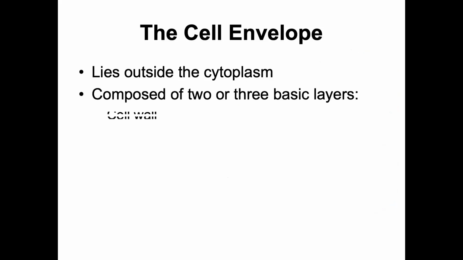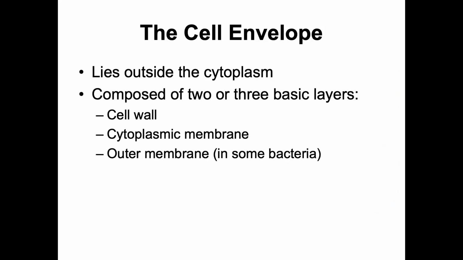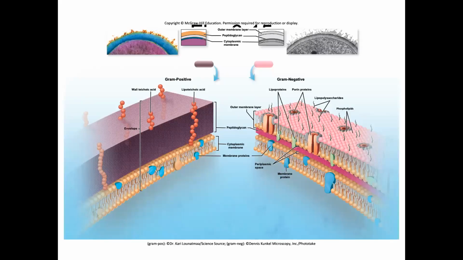This is outside the cytoplasm and is made up of the cell wall, and beneath that is the cytoplasmic membrane. And then in gram-negative bacteria, there is an outer membrane. But all the cells have the cell membrane and the cell wall. Now, when we come back from break, one of the things you're going to get an appreciation for is the gram-positive and the gram-negative cell wall.